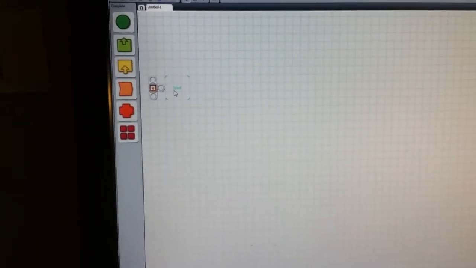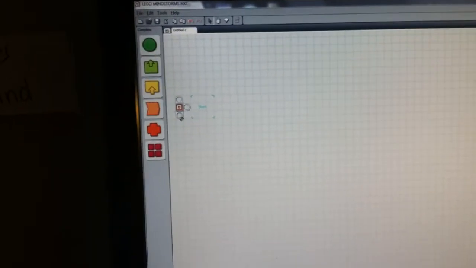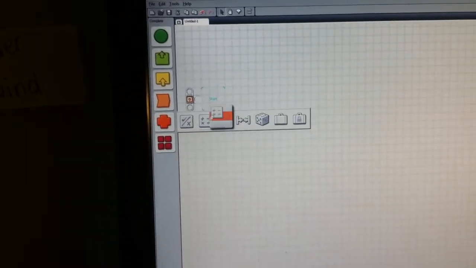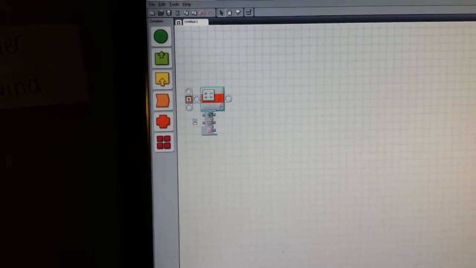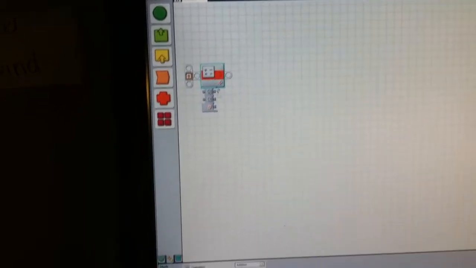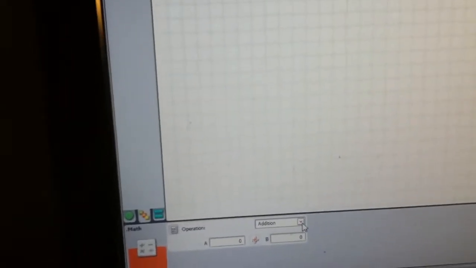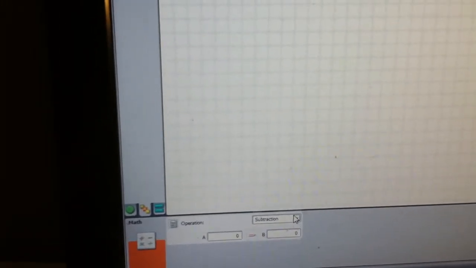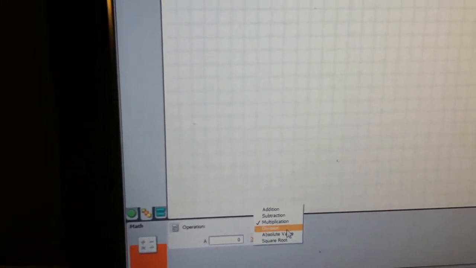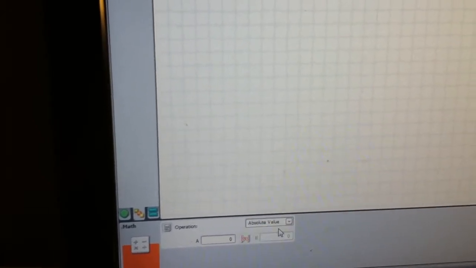Hey guys, this is Cybermusic and I'll be giving you a tutorial on another data block called the math block. Math blocks are used to manipulate a certain number or number value however you want. So here we have addition, subtraction, multiplication, division, absolute value.